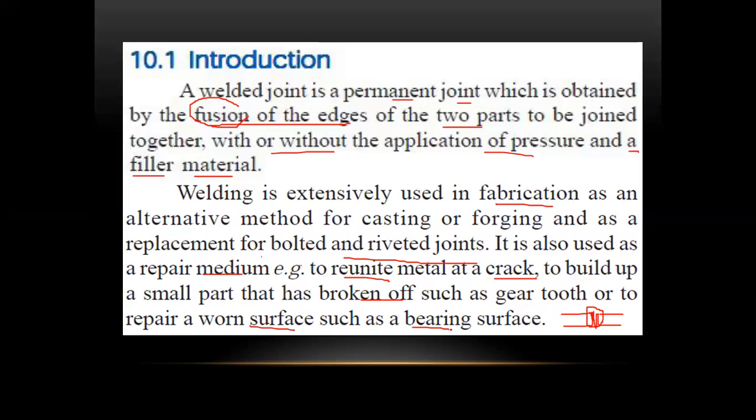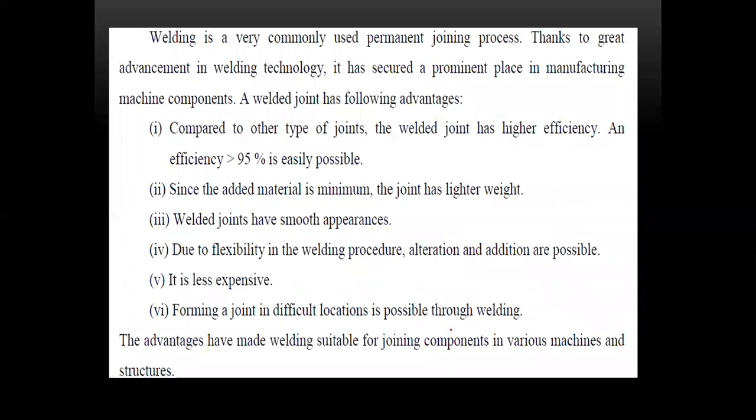So these are the examples where the crack is visible, such as a gear tooth or the bearing surface. Next, welding is commonly used as a permanent joint process thanks to the great advancements in welding technology. It has secured a prominent place in manufacturing machine components.